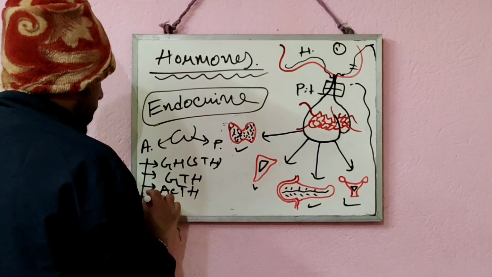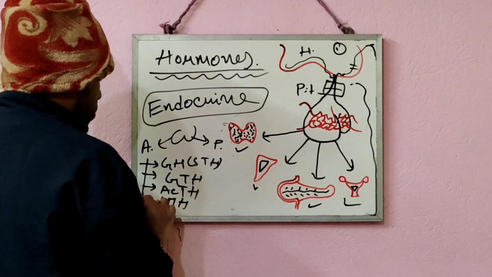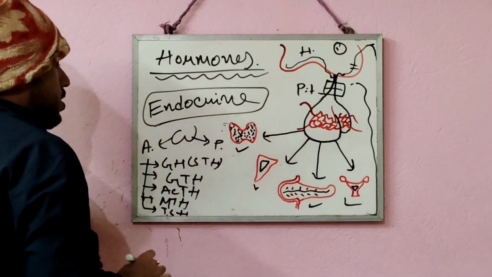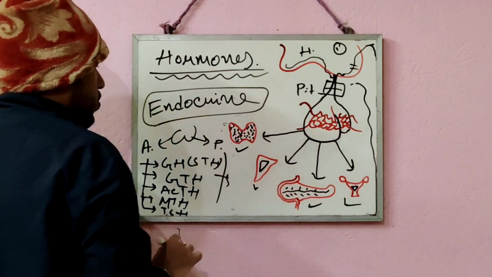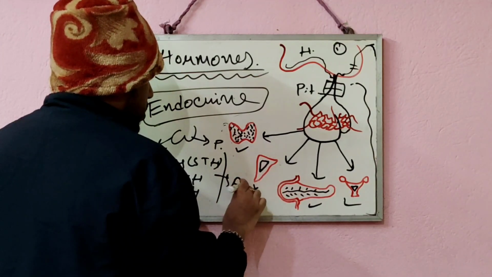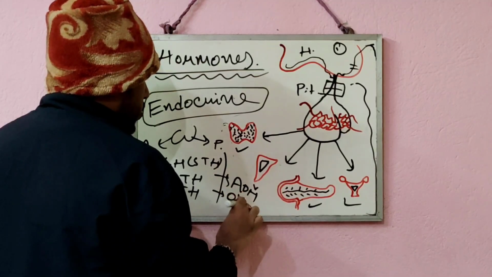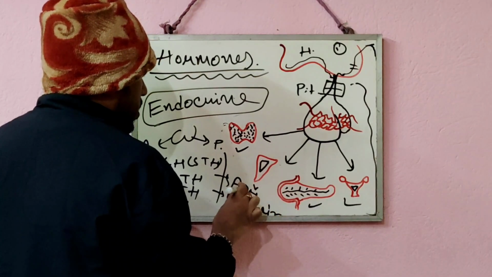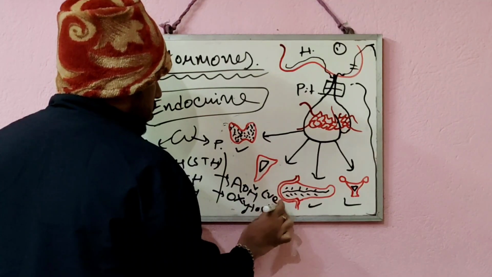Then we have MSH, that is melanocyte-stimulating hormone. Then we also have TSH, thyroid stimulating hormone, etc. But from the posterior part of the pituitary, there are limited types of hormones that are generally secreted, that is called ADH or antidiuretic hormone. Another one is oxytocin. That ADH or antidiuretic hormone is also known as vasopressin.